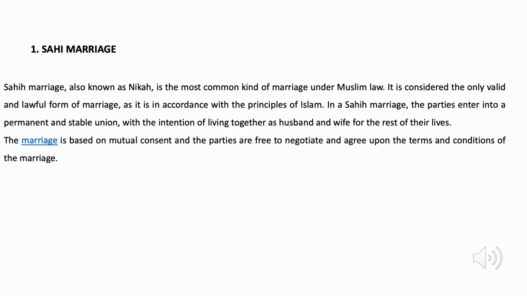It is the most common kind of marriage in Muslim law. It is considered valid and lawful and is in accordance with the principles of Islam. In Sahih marriage, the parties enter into a permanent and stable union with the intention of living together as husband and wife for the rest of their lives. It's based on mutual consent and they're free to negotiate and agree upon the terms and conditions of marriage.